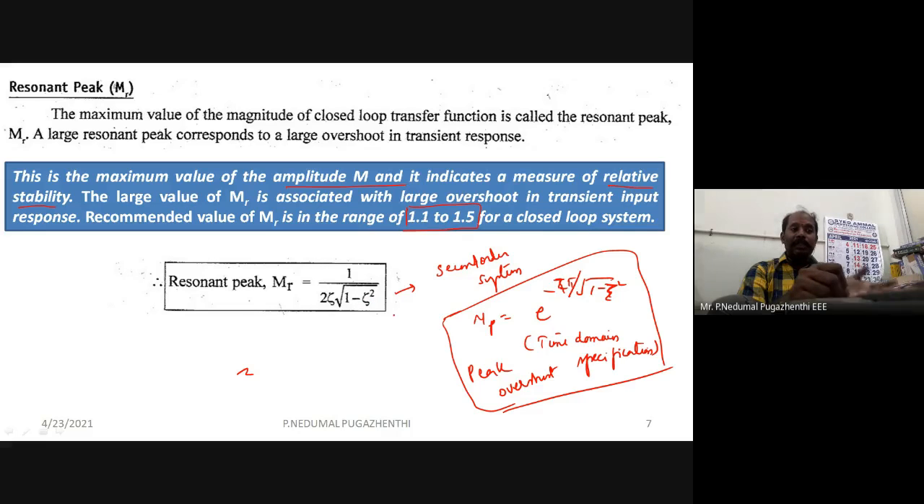That is how the correlation comes there. So the resonant peak is equivalent to peak overshoot in time domain. The resonant peak in frequency domain specification is equivalent to the peak overshoot in time domain specification. So 1 by 2 zeta into square root of 1 minus zeta squared.